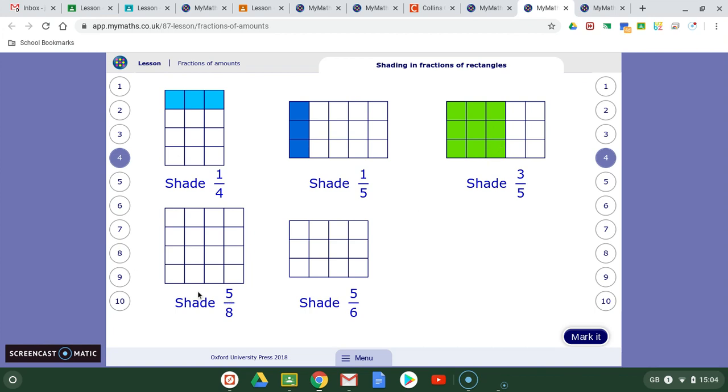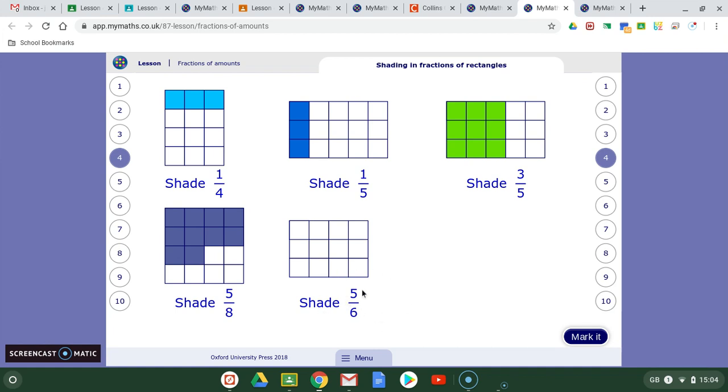Next one, 5/8. How many have we got here? We've got 16 squares here. 5/8 of 16. Well, firstly, we've got to think about what 1/8 is. What's 1/8 of 16? Well, 16 divided by 8 is 2. So 1/8 is 2. So if that's 1/8, that would be 2/8, 3/8, 4/8, and 5/8. Then let's have a look at the rest of it.